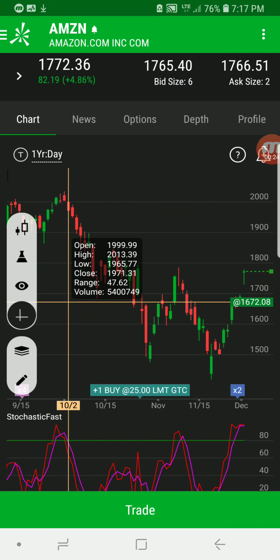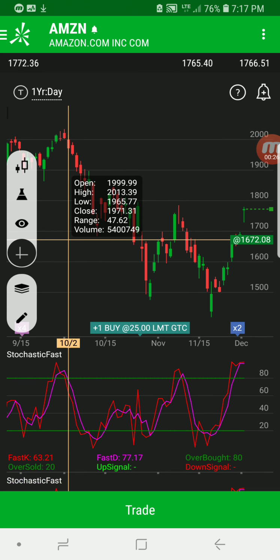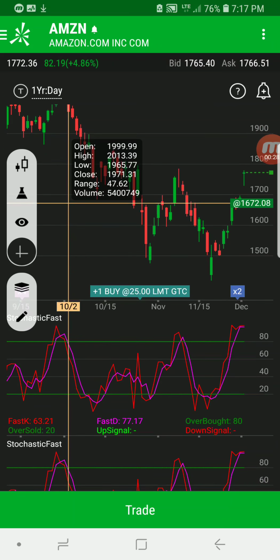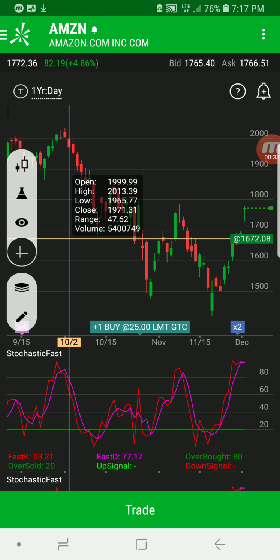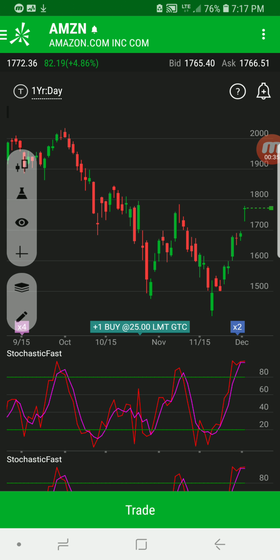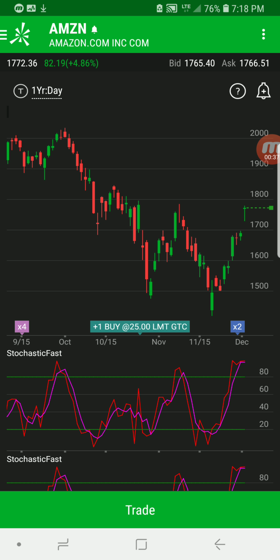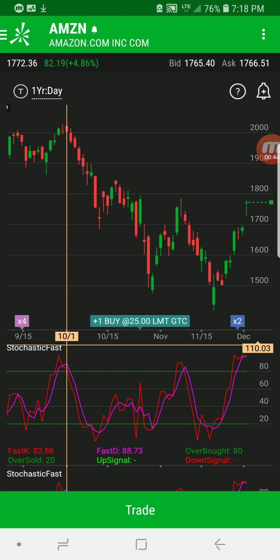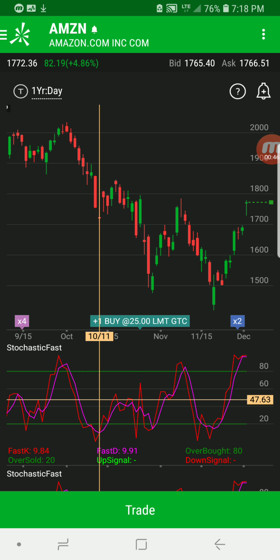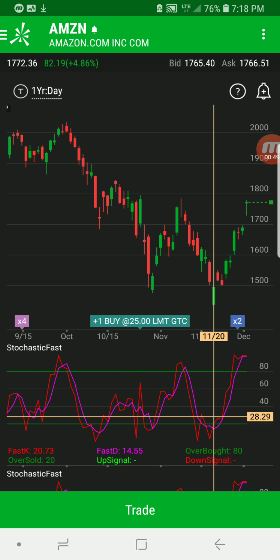Now, at the chart here, it's called the stochastic. You can see, you won't be able to see anyways, down here, the red and the pink line. So you see how it goes up, and then it goes down, and back up, and back down. It doesn't matter what this is representing. You're just looking for the pattern.